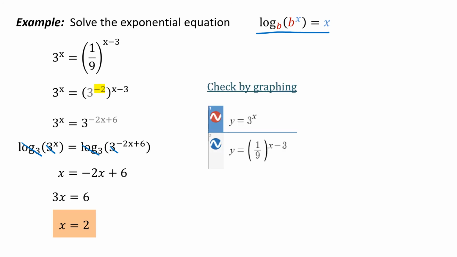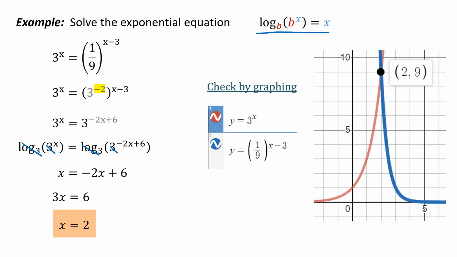I can check this one by graphing. So I'm going to graph the left side as y equals 3 to the x and the right side y equals 1/9 raised to the x minus 3 power. And that indeed confirms that they intersect when x is 2.